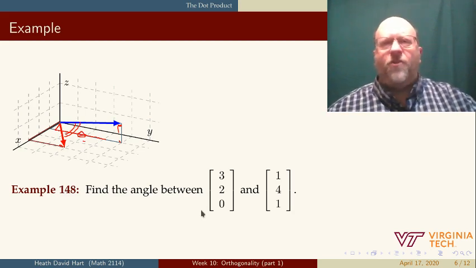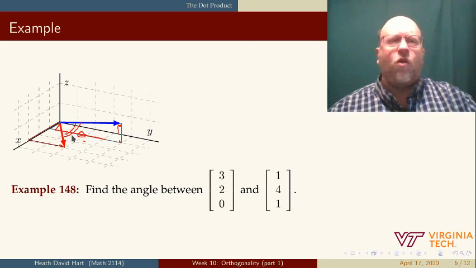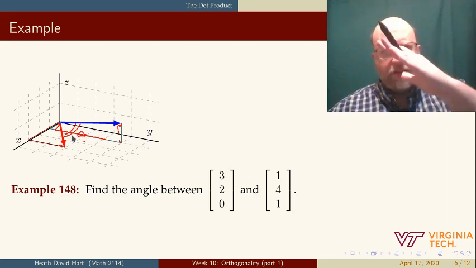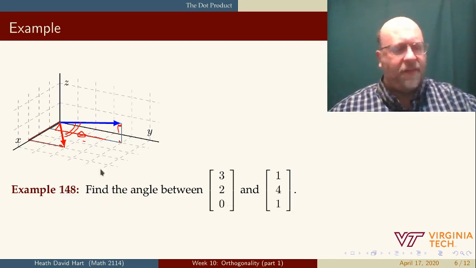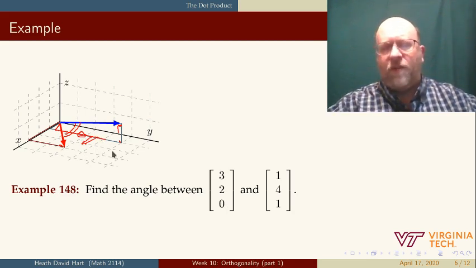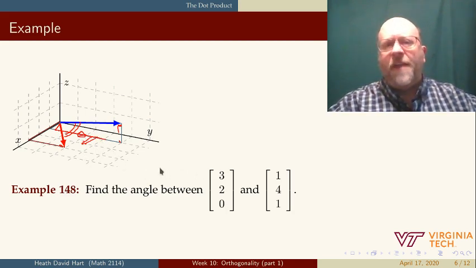Now, in 3 dimensions, this is a hard problem to do without using dot products. You can use trig, but you're working in a plane that's tilted. It's not the xy plane. It's not the yz plane. You're working in a plane that's slanted. And that makes this a little hard to do with just trigonometry. Let's see how easy it is to do with dot products.